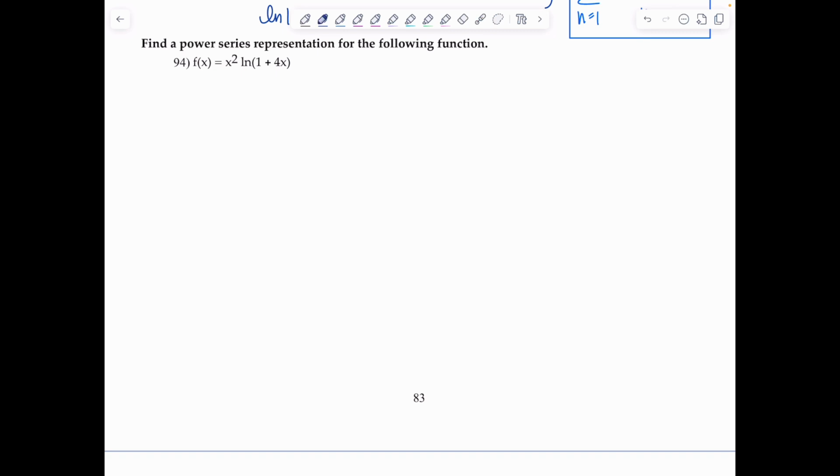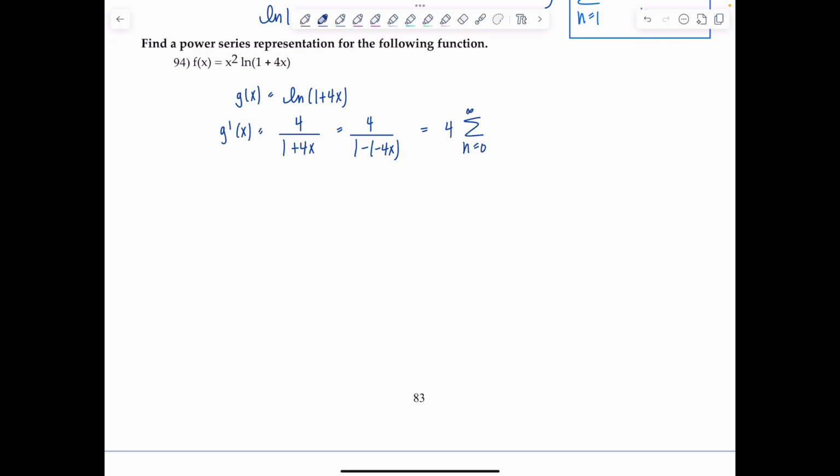So first let's find a power series representation for, I'm going to call g of x, ln of 1 plus 4x. So g prime of x would be 4 over 1 plus 4x, which I want you to think of as 4 over 1 minus negative 4x, okay? So then that's 4 times the sum, n equals 0 to infinity, negative 4x to the n. So that's 4 times the sum, n equals 0 to infinity, negative 1 to the n, 4 to the n, x to the n.